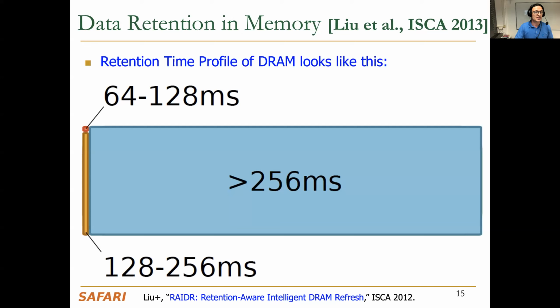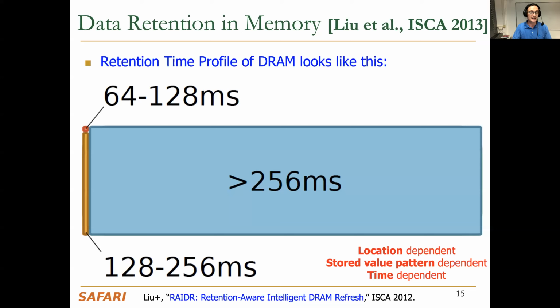Because of manufacturing process variation, retention characteristics in DRAM look like this. Basically, most of the cells do not need to be refreshed very often as is required by the data sheets, for example. Most of the cells can be refreshed at a 4x smaller rate. As a result, you can get rid of 75% of the refreshes if you understand this data retention time profile that looks like this. And we actually validated this data retention time profile with our infrastructure.